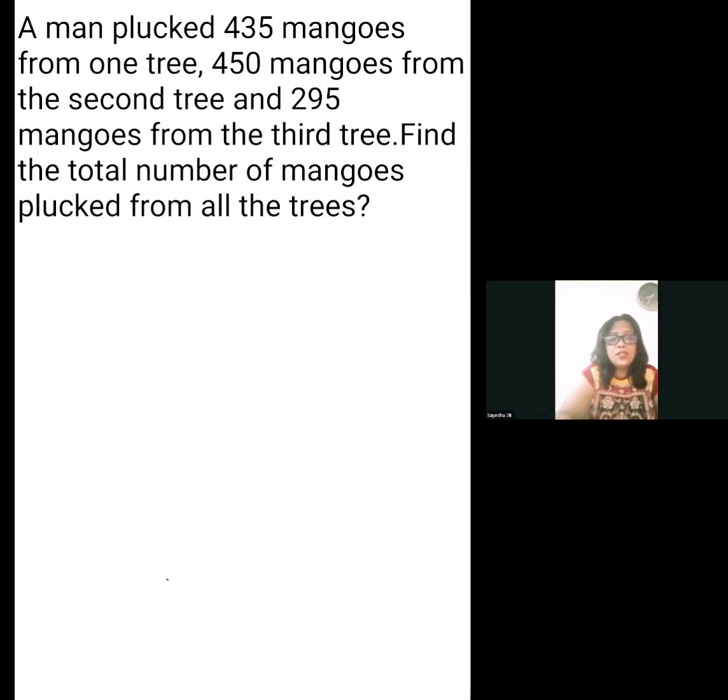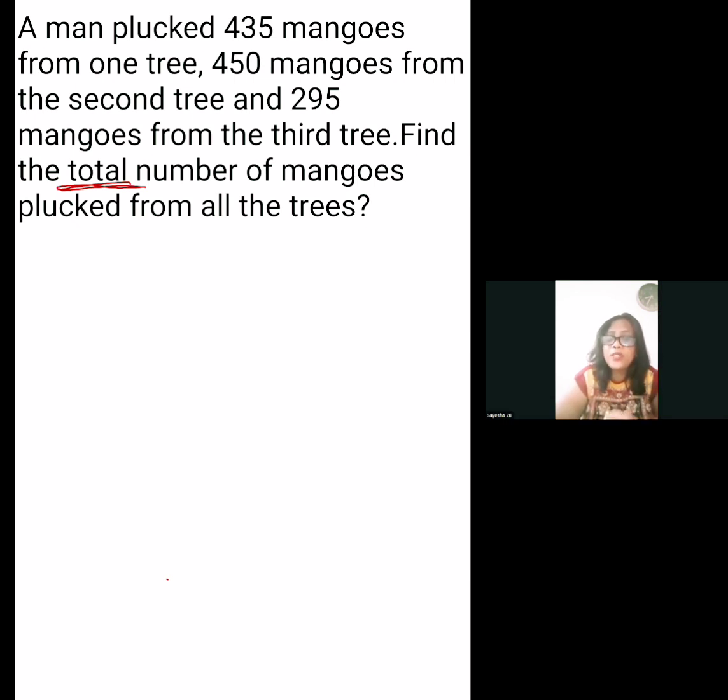Now see, there is a keyword given here: total number. Can you see the total number? It is clearly mentioning that it is a question of addition. But yes, we should not be just biased by what is given as a keyword. We have to understand the question in an analytical way.